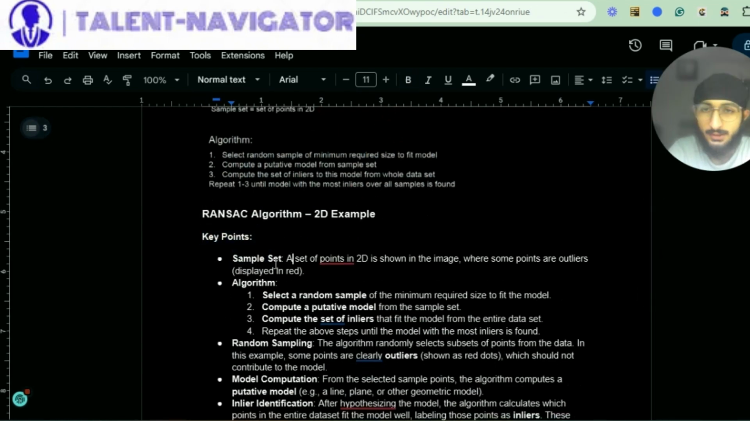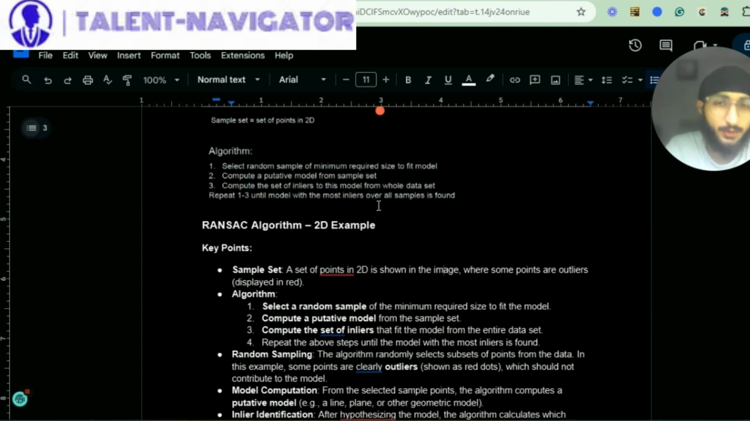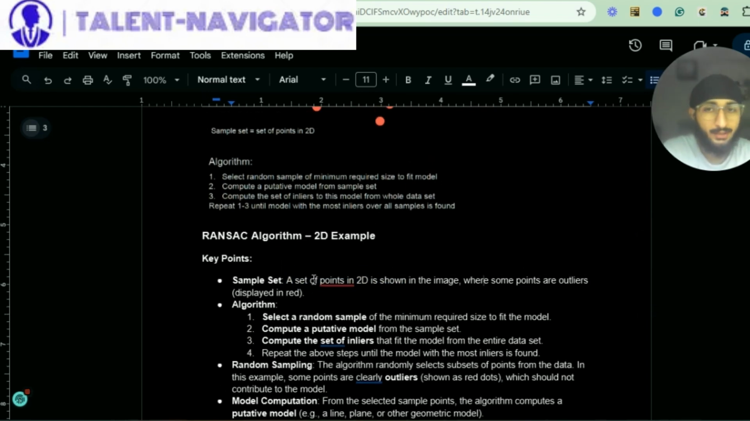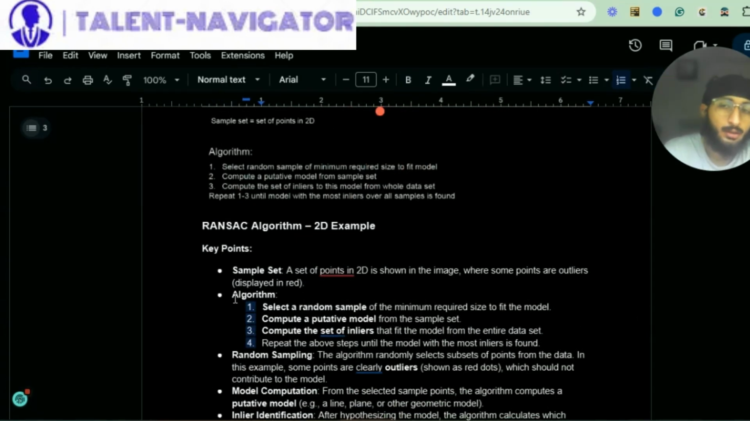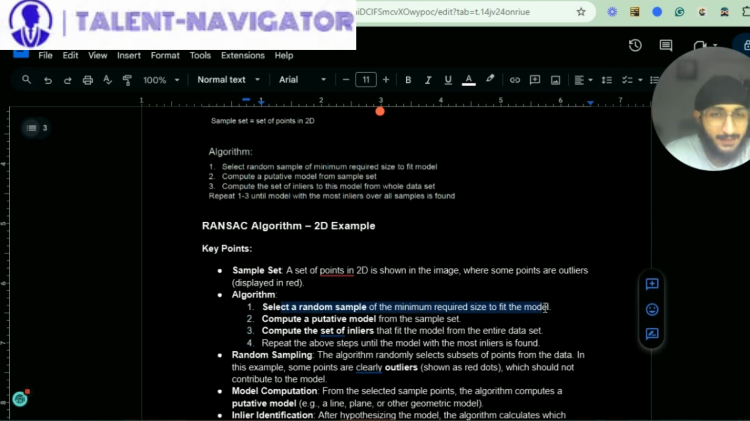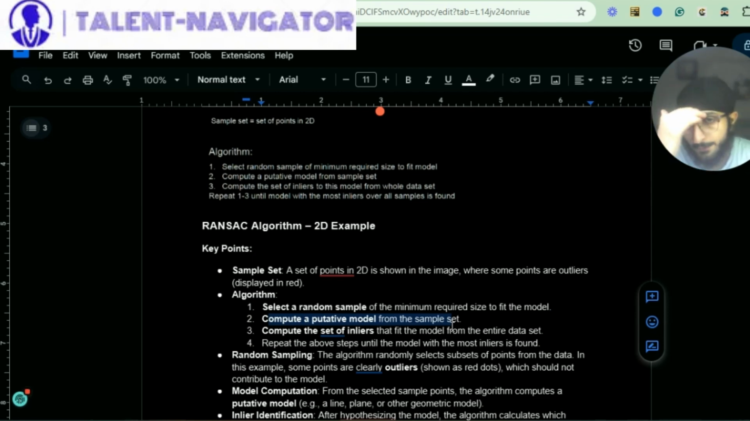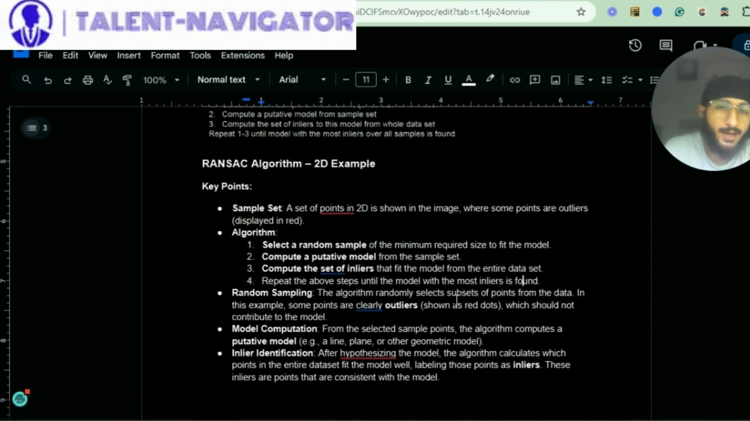Now key points: sample set, a set of 2D points as shown in the image, where some points are outliers displayed in red. Algorithm: select a random sample of the minimum required size to fit the model, compute a putative model from the sample set, and compute the set of inliers that fit the model from the entire data set. Now repeat the above steps until the model with the most inliers is found. Random sampling: the algorithm randomly selects subsets of points from the data. In this example, some points are clearly outliers shown as red dots, which should not contribute to the model.